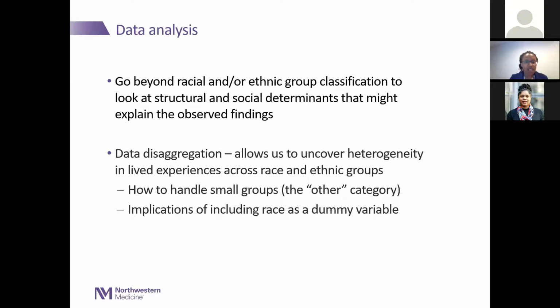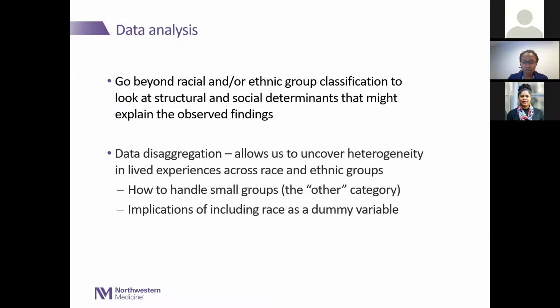In the data analysis phase, it's important to go beyond, as I mentioned earlier, racial and ethnic group classification to look at structural and social determinants that might explain the observed findings. And one thing I think that many of us, I think quantitative researchers, struggle with is data disaggregation. So it's important and a valuable tool to understand a topic or outcome by race or ethnicity, but it can obscure racial and ethnic differences seen in populations that have great ethnic diversity. So data disaggregation often focuses on racial and ethnic groups with larger samples, and may group other populations like American Indian and Alaska Natives, Asian American Pacific Islanders, into this other category.